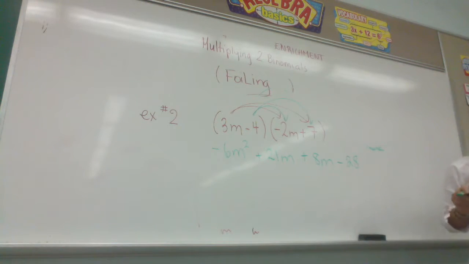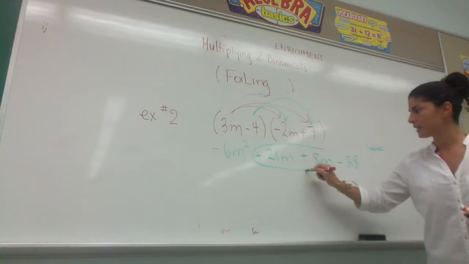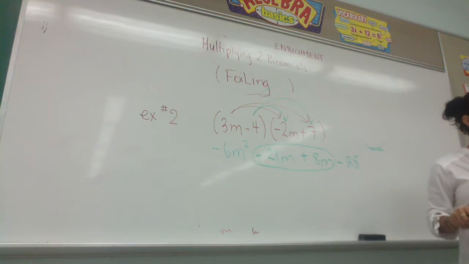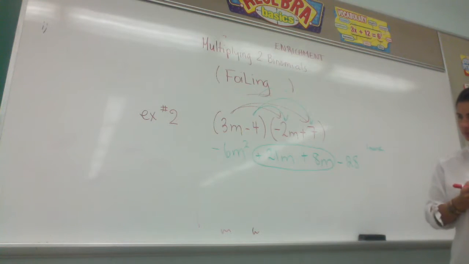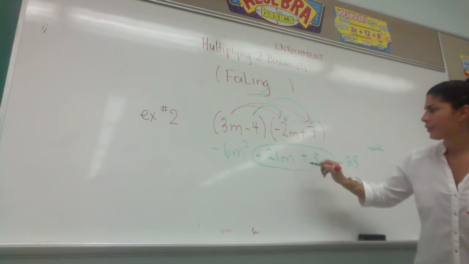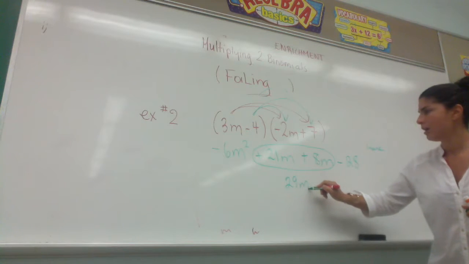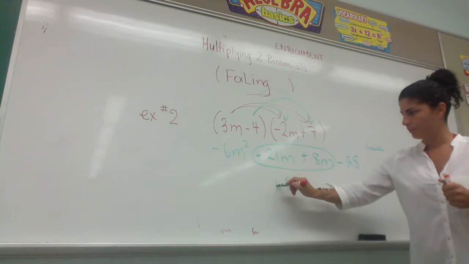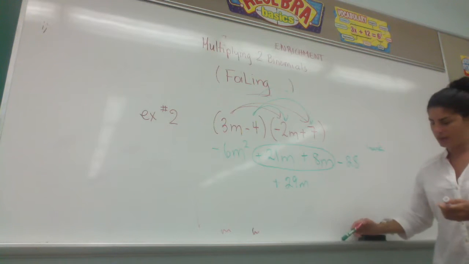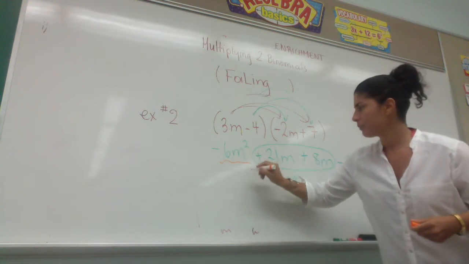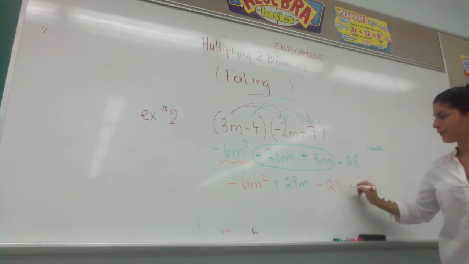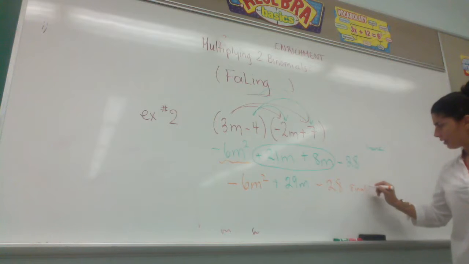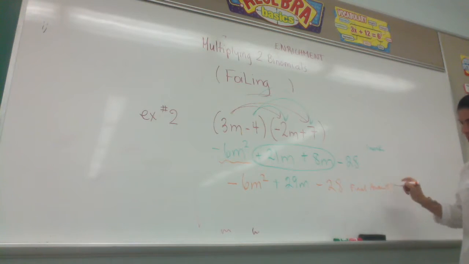And for your second mark, I would love to see that you simplify the 2 terms in the middle that are the same, that are like terms, and carry down. I'll do this in one color. So this is 29m, and the side ones come down because nothing can be simplified: negative 6m squared, and negative 28. Final answer, and another mark.